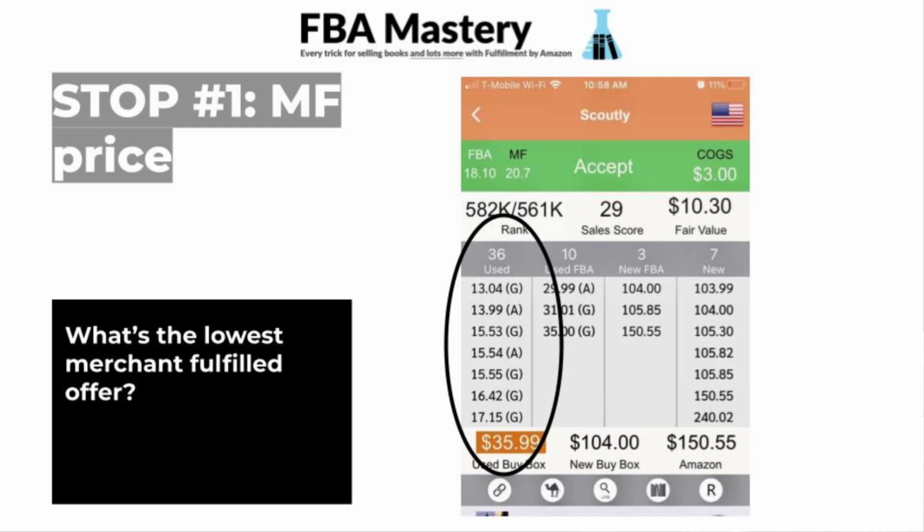Okay, stop number 1, where my eyes go on the screen when I scan an item, is the merch fulfilled price. I want to know, what is the lowest merch fulfilled offer? Because even though I'm an FBA seller, if I see a price in that column that I can make money at, even if I sold at FBA, then I know this is a home run, because the FBA offer in most instances is only going to be higher than the merch fulfilled offer. But I know if it's profitable merch fulfilled, it's probably going to be even more profitable FBA. That's my first stop, right? It takes 1/10 of 1 second.